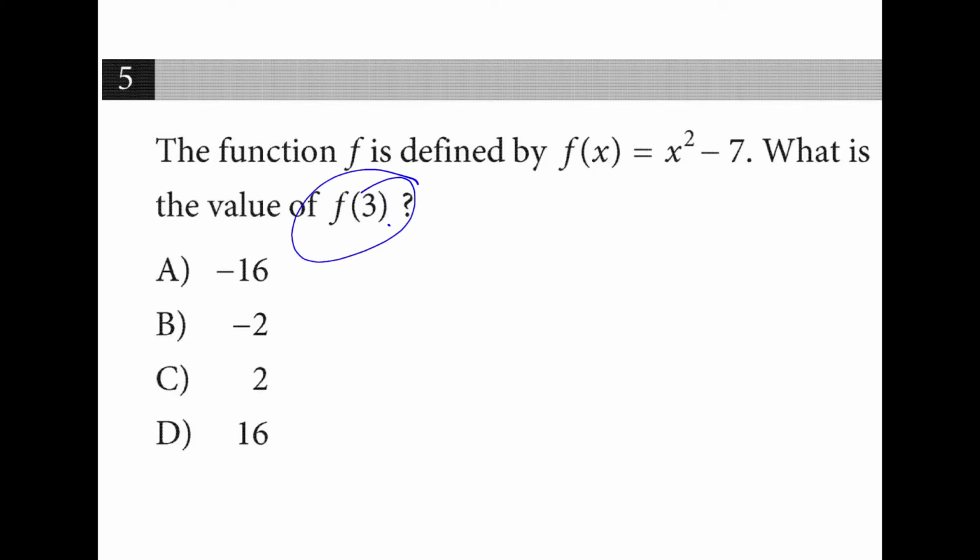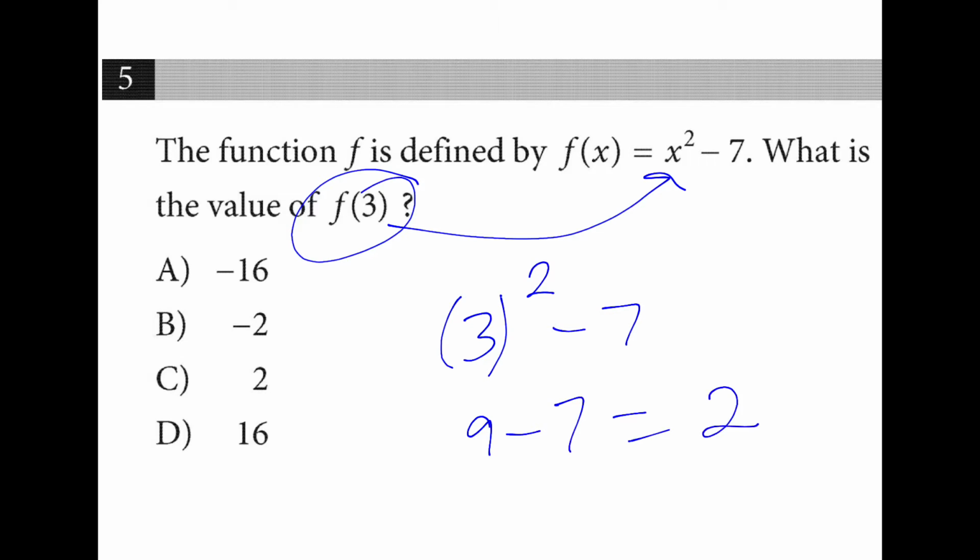We find f of 3 by plugging in a 3 wherever we see an x. So 3 squared minus 7. 9 minus 7 is 2.